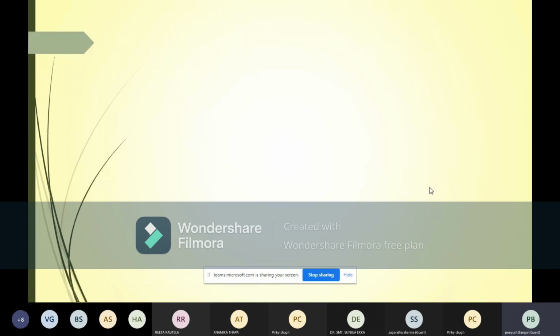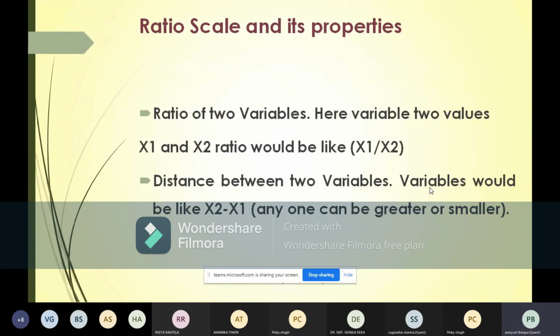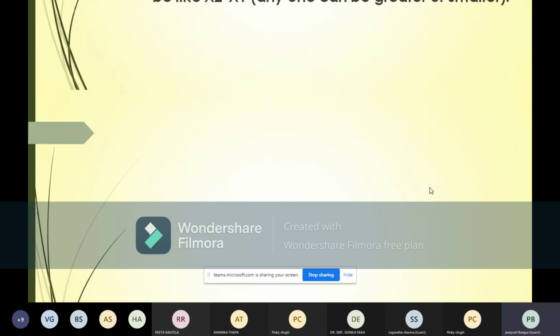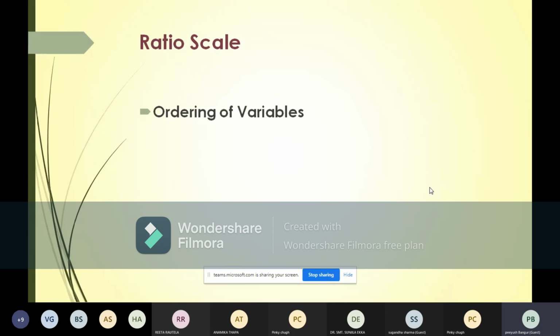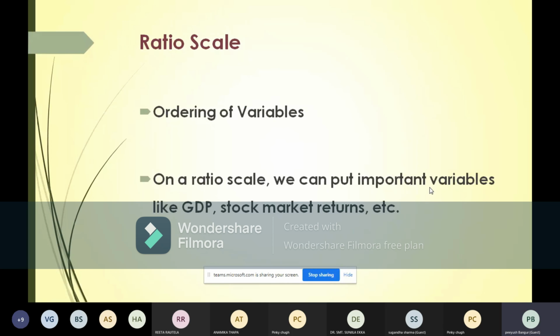So the first is the ratio scale, and I am again repeating the three properties. They should always be remembered. Number one, the ratio of the two variables. Second, the distance between the two variables is compulsory, and third, it should be in order. The data should be in order, otherwise it will not be treated as ratio scale data. And see, ratio scale data is always treated as best data.